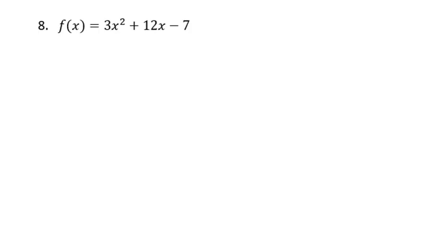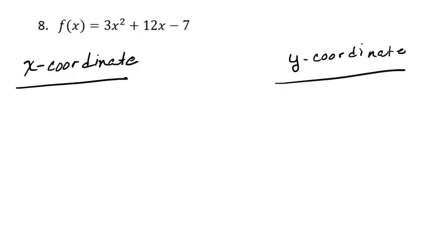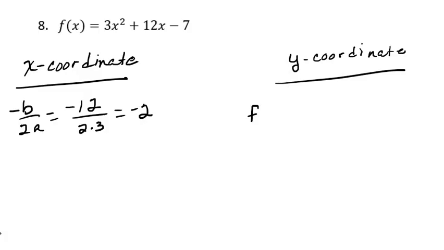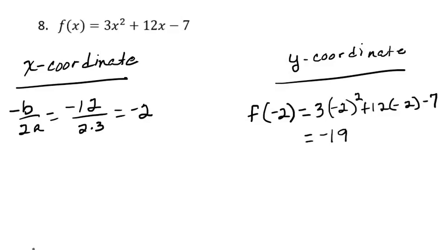This equation is not in vertex form, so I'm going to be using the other formula to find the vertex of the parabola. So there's 2 steps here. First of all, we need to find the x-coordinate. And to do that, I'm going to do negative b over 2a, which is going to be negative 12 divided by 2 times 3. And that's going to give me negative 2. Once I find the x-coordinate, then I plug that back into my formula to find the y-coordinate, and that gives me negative 19. So my vertex is the point (-2, -19).